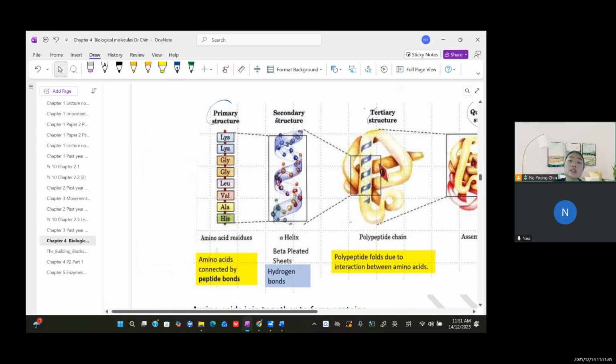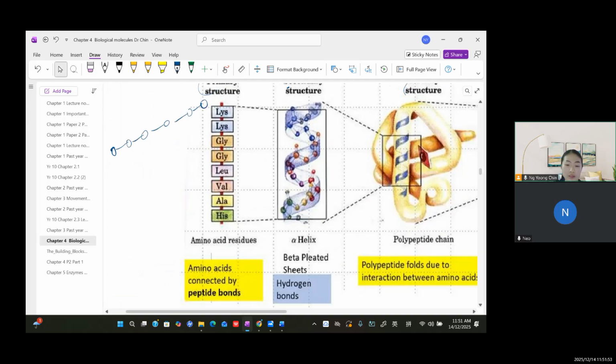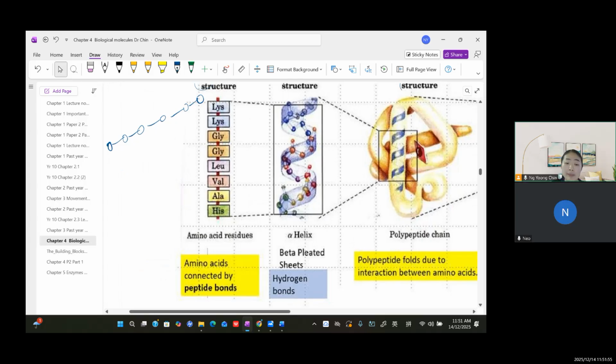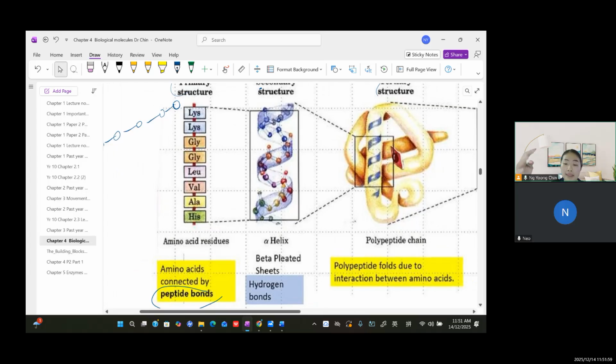Initially, in the primary structure, they will have the amino acids. So these amino acids join together in a chain like this. This is an amino acid, and they are connected by the peptide bond. Here's a peptide bond, okay? And then they will have the beta pleated sheet. This is the beta pleated sheet.